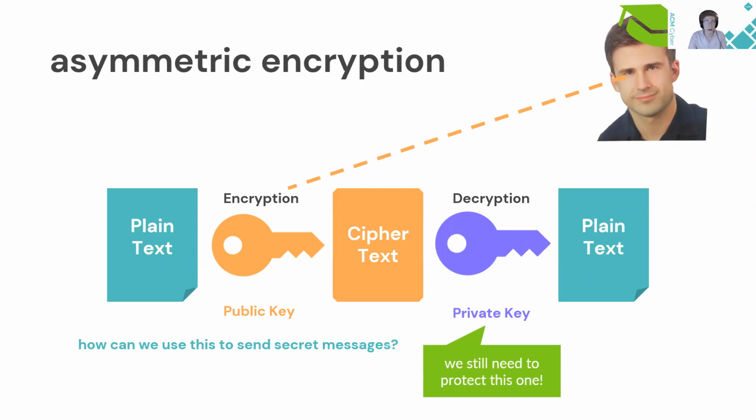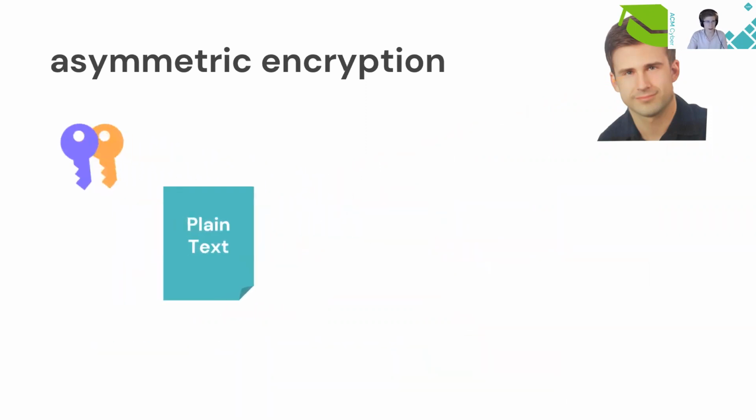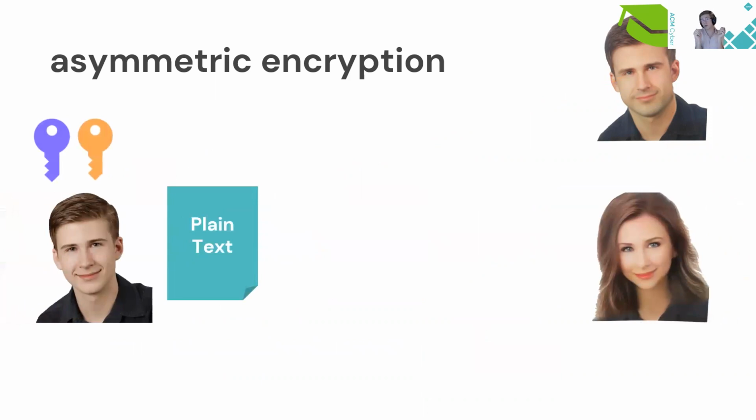Well, it's quite simple. Alice and I have to collaborate a little bit. So I have my two keys. We're both using asymmetric encryption. So I have my public key and I've got my private key. Alice has a public key and private key of her own. And Alice gives Bob her public key, but keeps her private key secret.